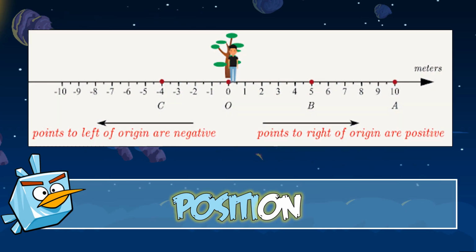Next is position. It is a vector quantity that describes the location of an object. As you can see in the figure, the O is the origin. This position is the starting point of the man. Values to the right of the origin are positive, while values to the left of the origin are negative.